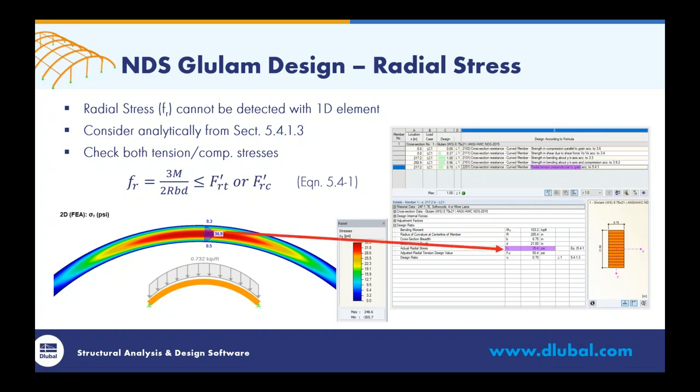So that's obviously a good sign that the NDS found a good approach to accurately account for this, and we can view that and compare that within RFEM by creating a 2D surface model and see it matches up quite well with our results from RF-TIMBER AWC.